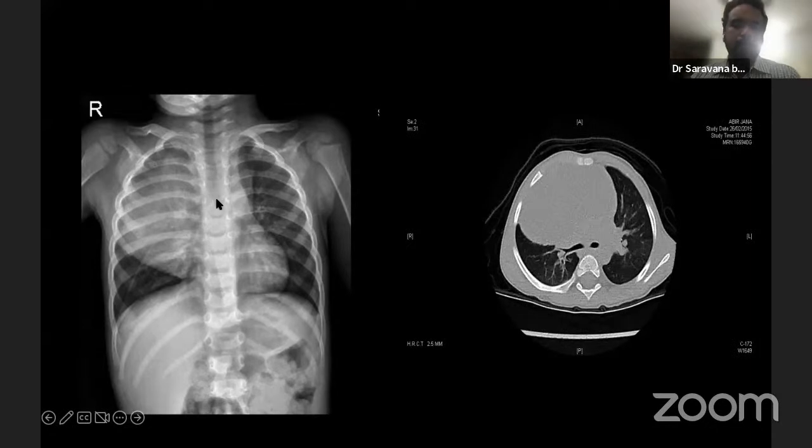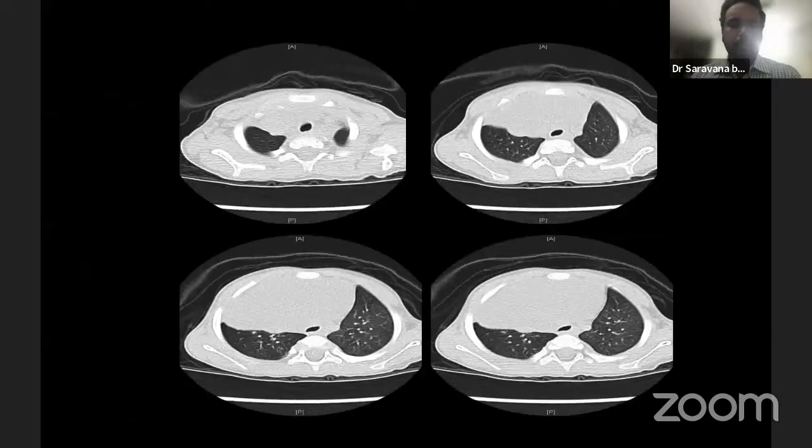through a standard endotracheal tube, and the mass was excised. We planned for one-lung ventilation, but we were not able to do so. We just put the tube, the thoracotomy was done, and the lung was retracted a little bit. We went into low tidal volume, and we just excised the mass.